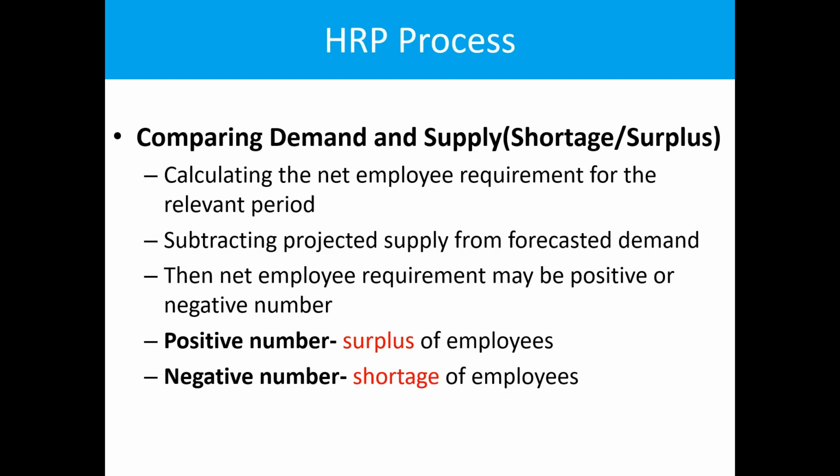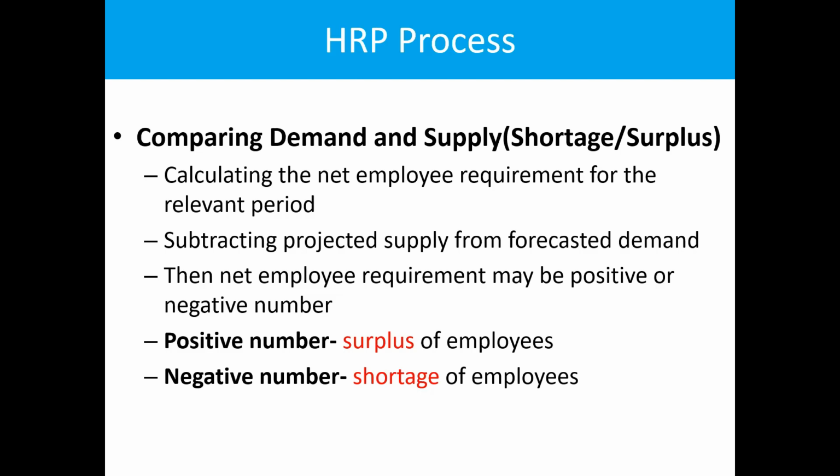Then in the next step, what we do is compare demand and supply. Demand 100, supply 50. By simply comparing, we can identify whether we are having a shortage or a surplus. So in this case, 100 demanded, 50 supplied, so we have a shortage of 50 people.